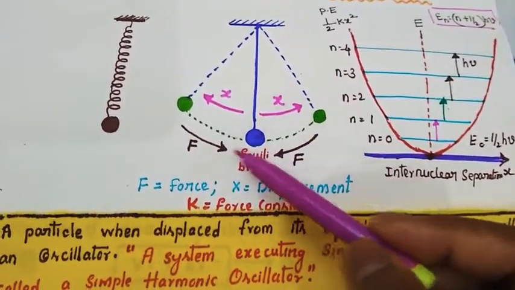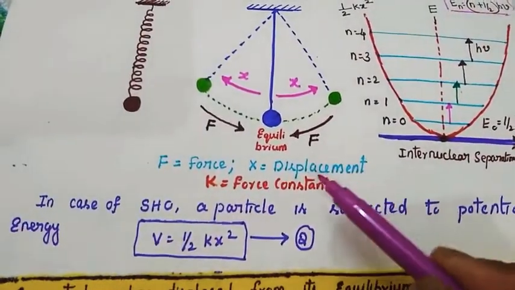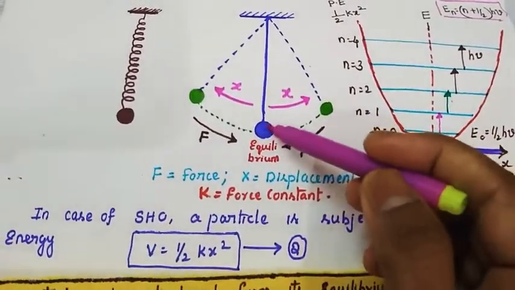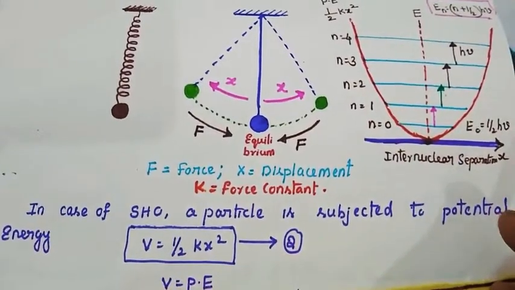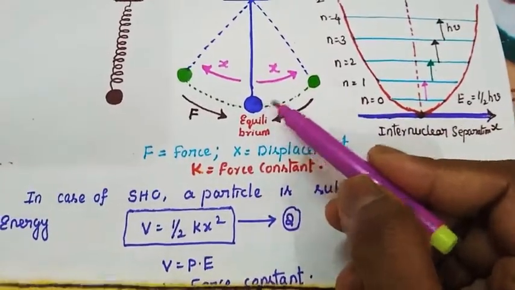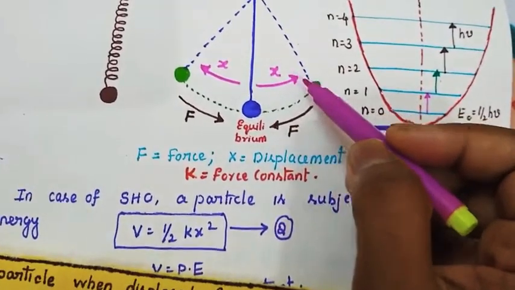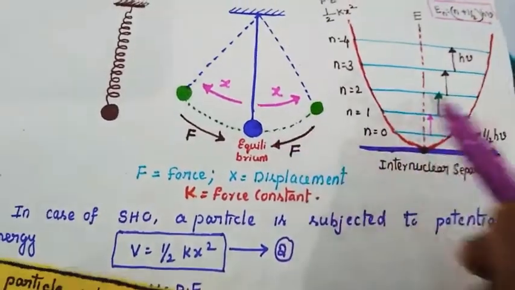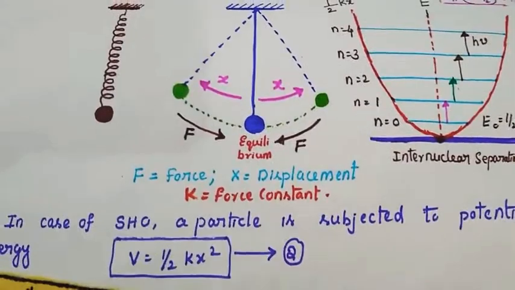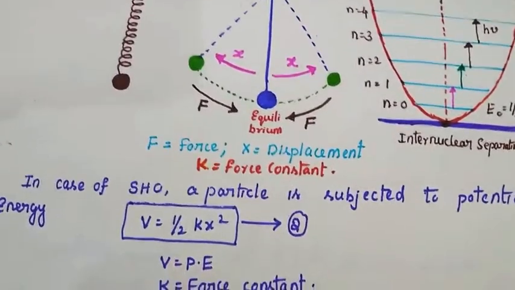So during simple harmonic motion, what is going to happen here? You can observe one thing. In the case of a simple harmonic oscillator, a particle is always trying to come to its equilibrium position, that is the middle position. So that means it is subjected to a potential energy rather than kinetic energy. It tries to come to its equilibrium position. Whenever you apply a force and displacement in one direction, it comes towards the opposite direction, so the force actually works in the opposite direction of the displacement.